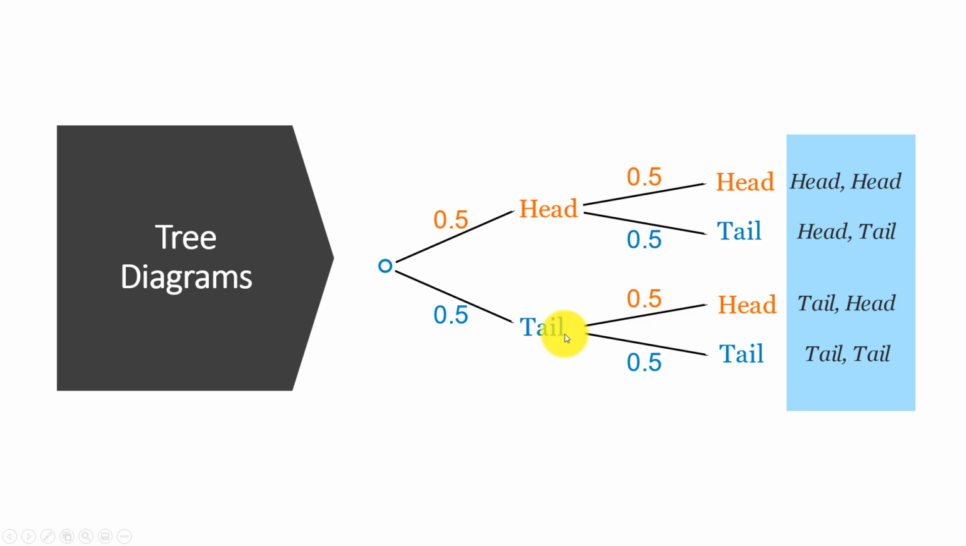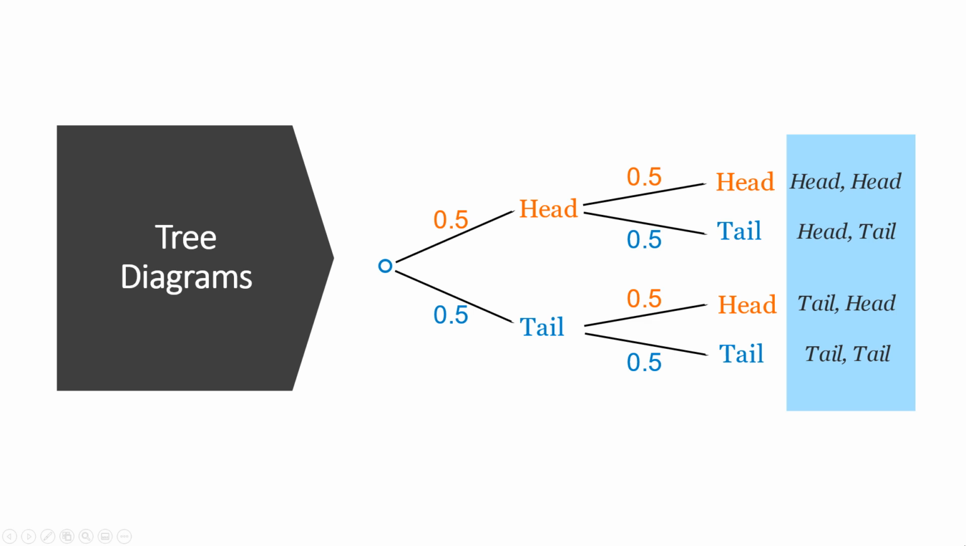Same way down here, the first flip is a tail. If the next flip is a head, I have tail and then a head, or I can flip and get a tail and then on the second flip get another tail. So by flipping the coin twice, I get 4 different outcomes.